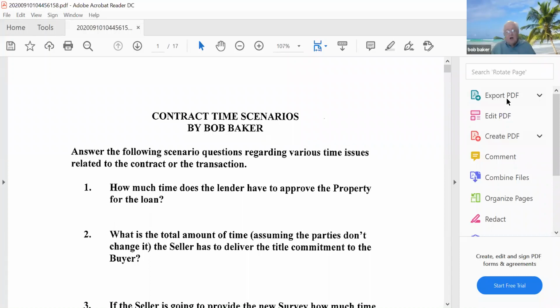Okay, so everybody have this ready to go for the first question. How much time does the lender have to approve the property for the loan? So I'll ask these questions. I want everybody to think about it and unmute yourself and say, well, Bob, here's what that is. And what I want you to do is not only tell me about this, but also talk about where you found the answer to that. Anybody have any good guesses here?